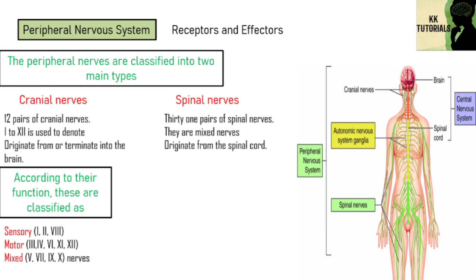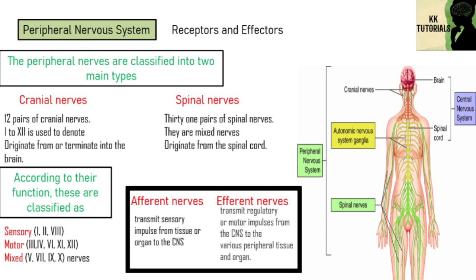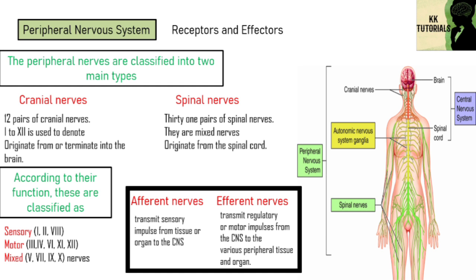PNS consists of a network of nerves arising from or going to the CNS. Accordingly, peripheral nerves are classified as afferent nerves and efferent nerves. Afferent nerve fibers transmit sensory impulses from tissue or organ to the CNS, and the efferent nerve fibers transmit regulatory or motor impulses from the CNS to various peripheral tissues and organs.